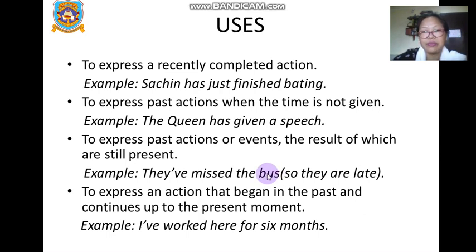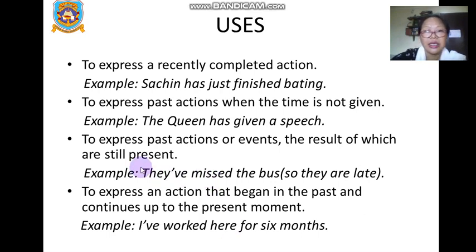Then, to express an action that began in the past and continues up to the present moment. That means the action started in the past and the effect continues. Like, I have worked here for 6 months. I have been studying in this school for 6 years. So these are a few examples and the uses, how and where to use present perfect tense. And in your textbook you will find it on page number 18 and 19.